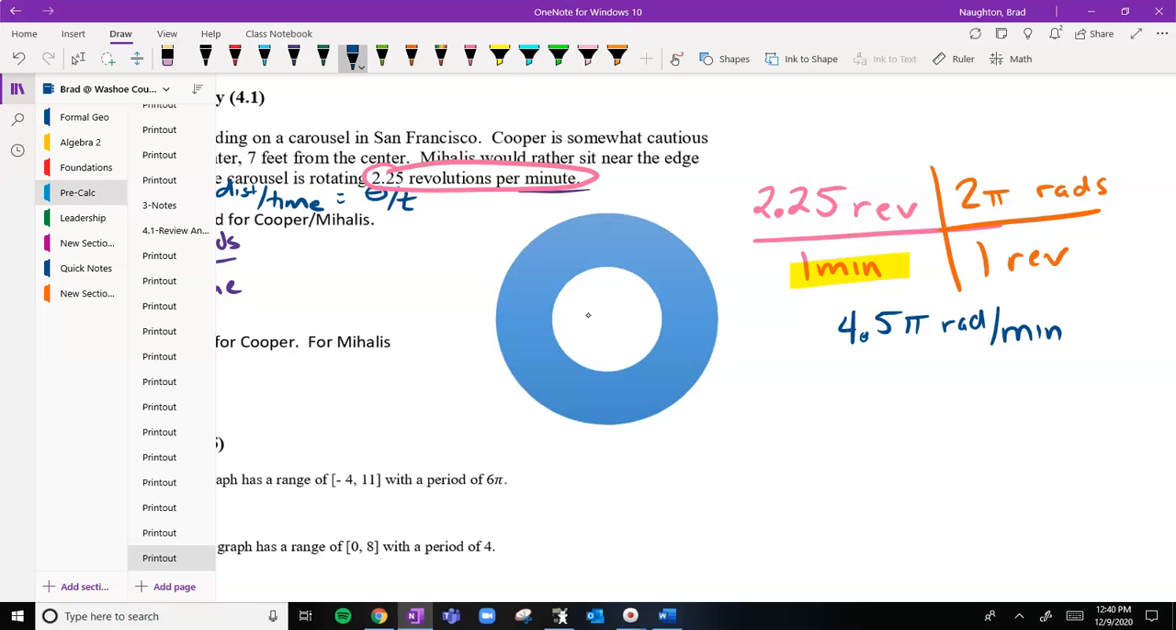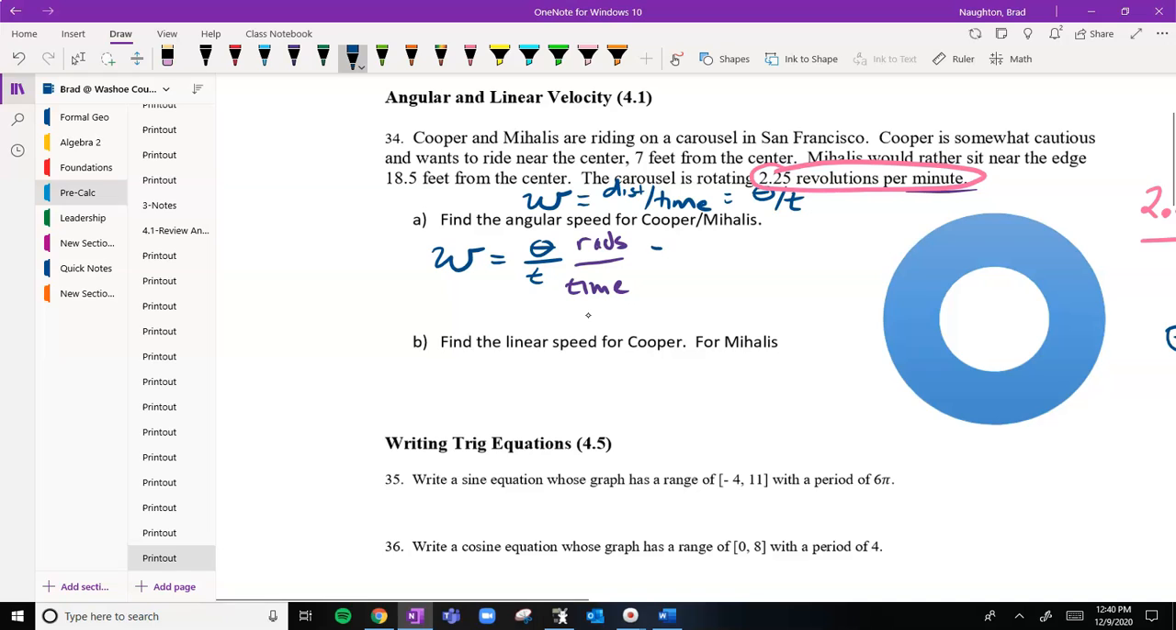And that's going to be what we're going to put in for our theta. So in this case, it's going to be 4.5 pi per minute, and then obviously 1 because it's 1 minute. So we're going to say it's 4.5 pi, and then this is going to be feet per minute. Okay?